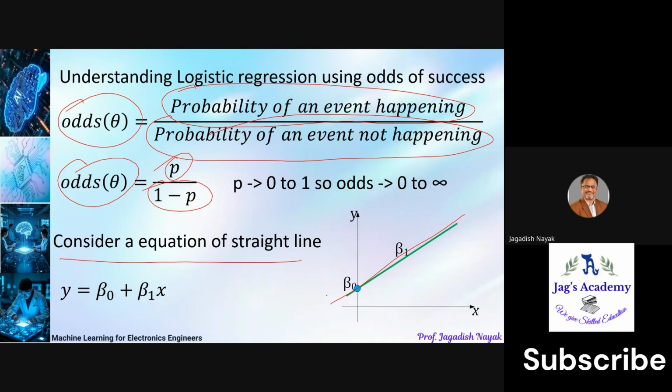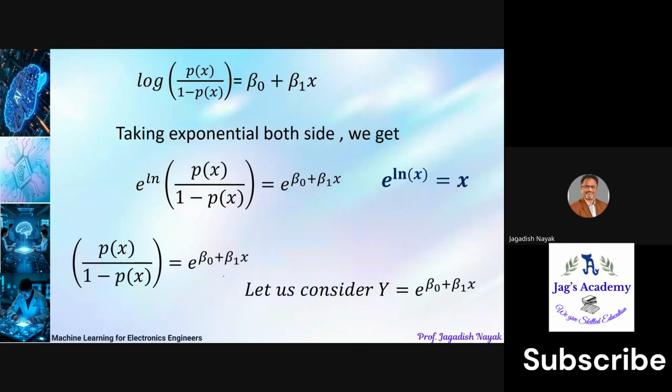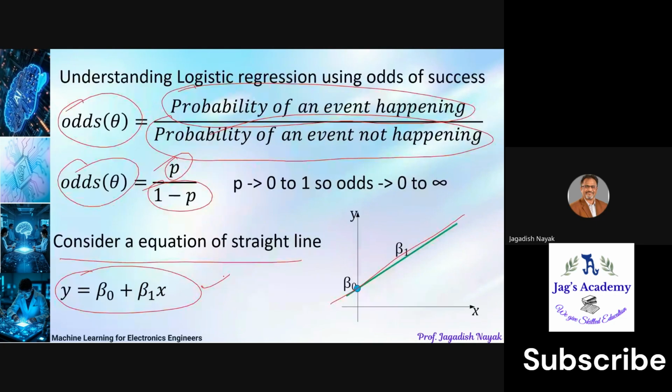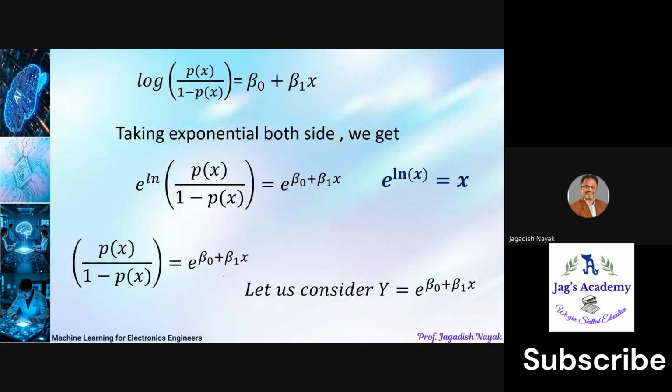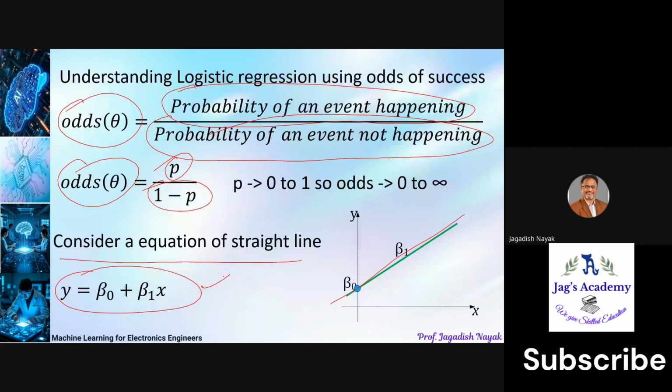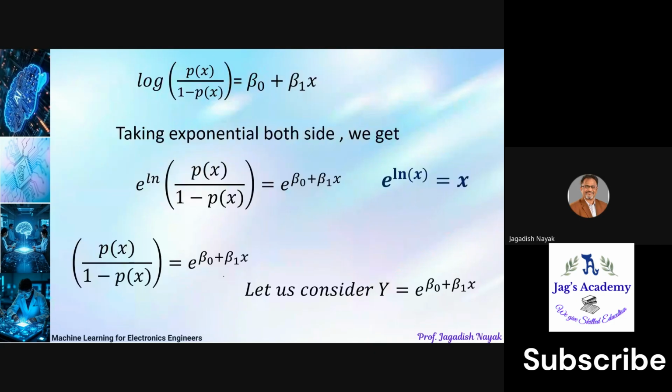Now, consider a straight line equation, y is equal to beta naught plus beta 1 x. This comes from your simple linear regression. Now, what is the odds for this? If you take the logarithm of this probability, it is going to be log of p of x divided by 1 minus p of x. The log of the odds of success is equal to beta naught plus beta 1 into x.